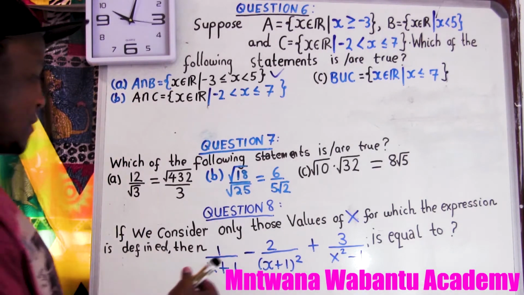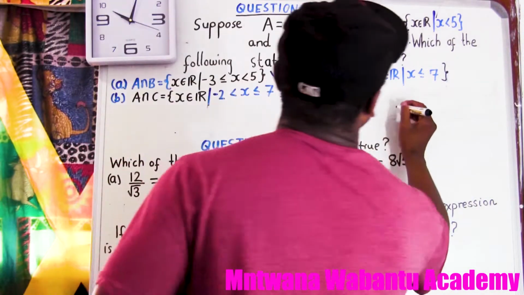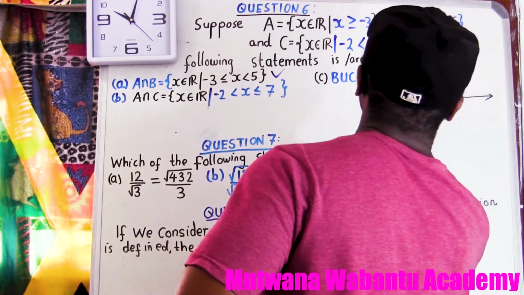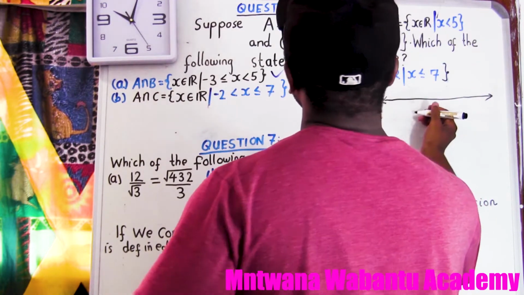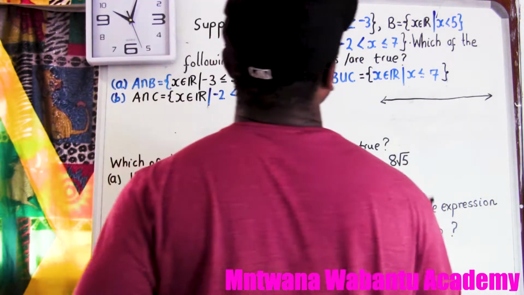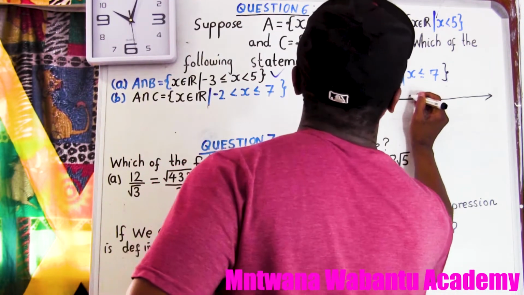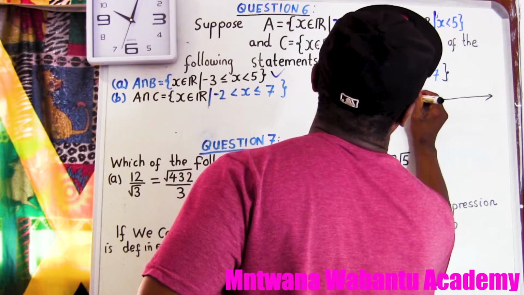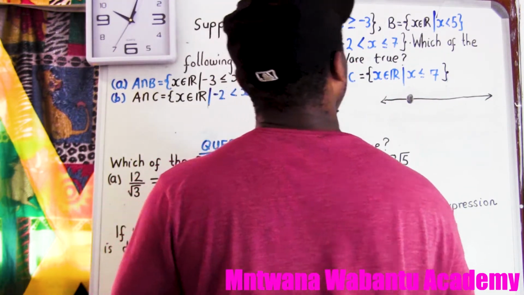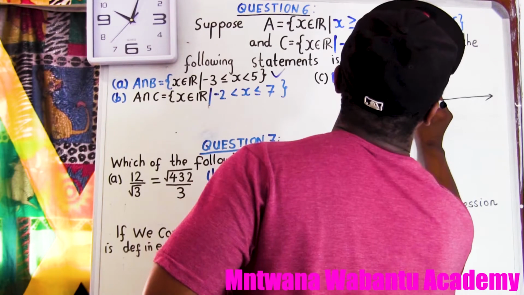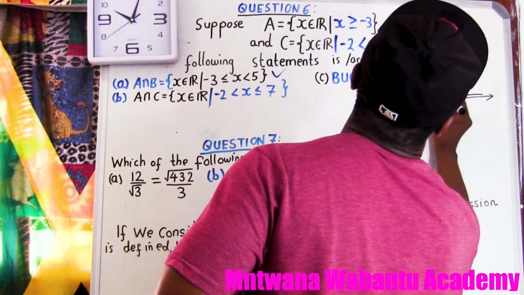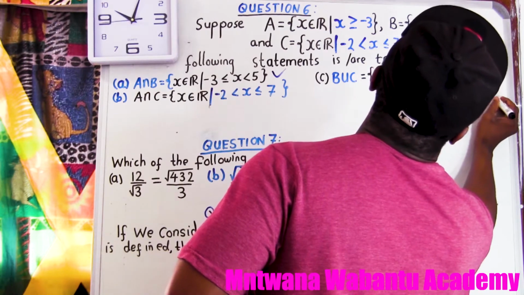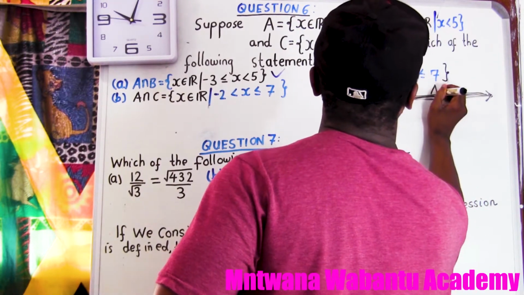Okay, for B, A intersection C. So that's my A intersection C. It is A intersection C. So A is going to remain the same thing. A starts from -3, but it's including. To infinity means this side. So this is our A.